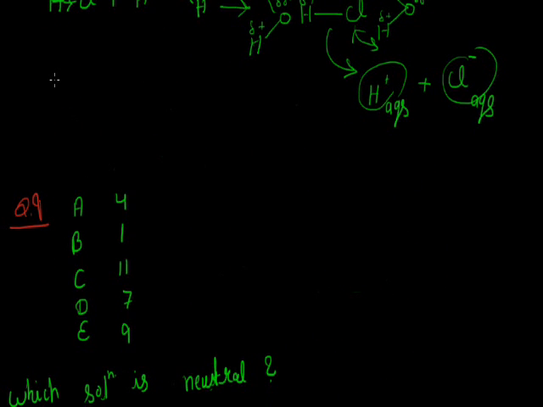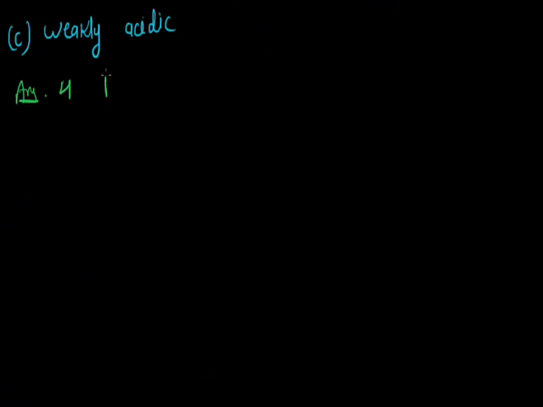Now the next question is which solution is weakly acidic? Weakly acidic means having pH less than 7, or pH between 4 and 7. So according to the question, the answer is A, which has pH equal to 4.